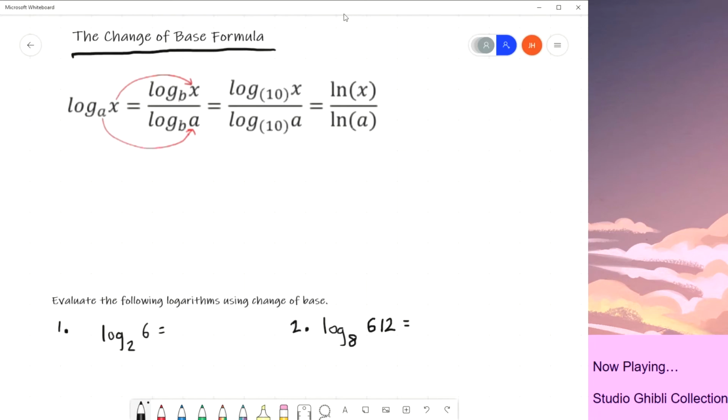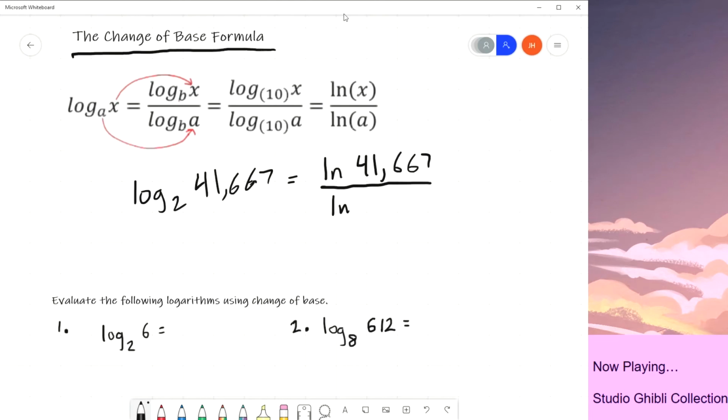So I can use this to evaluate my log base 2 of, was it 41,667? That would be equivalent to, I could use log or natural log, whichever one I prefer to use. I'm going to use natural log just because I like ln. So this is equal to the ln of 41,667 over ln of 2. It's really that easy in order to evaluate any log of any base. So now all I have to do is plug ln of 41,667 into a calculator, ln of 2 into a calculator, and divide them. So let's go ahead and do that.